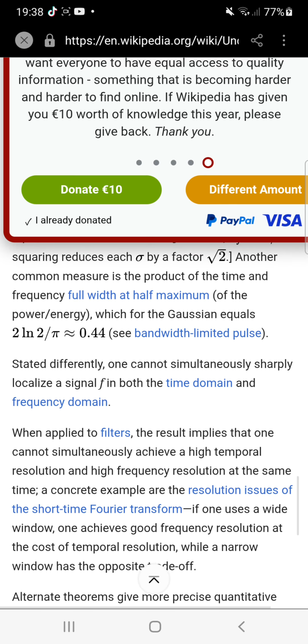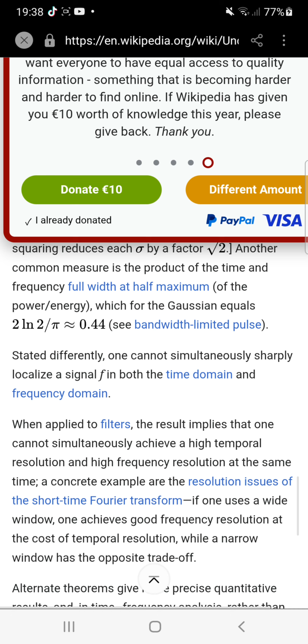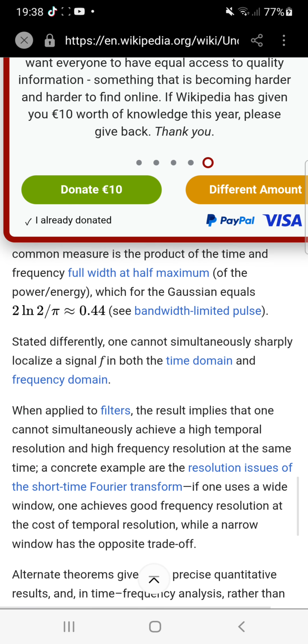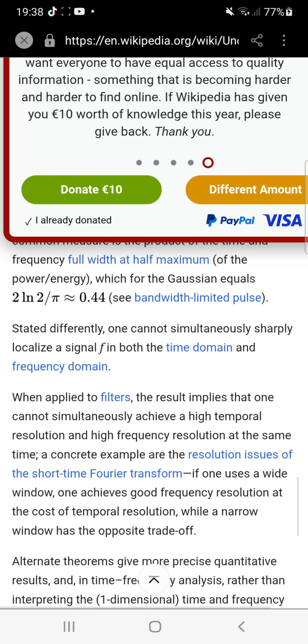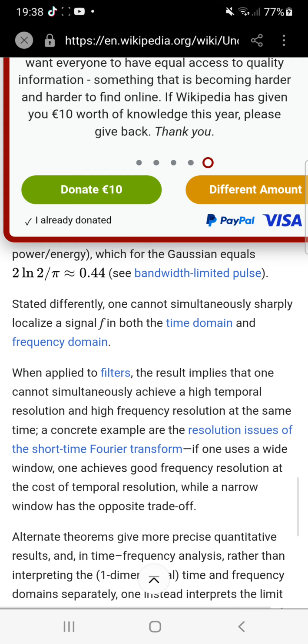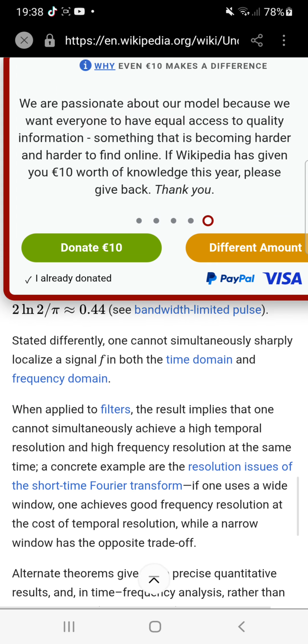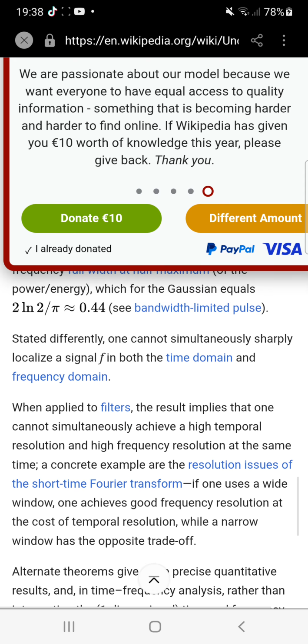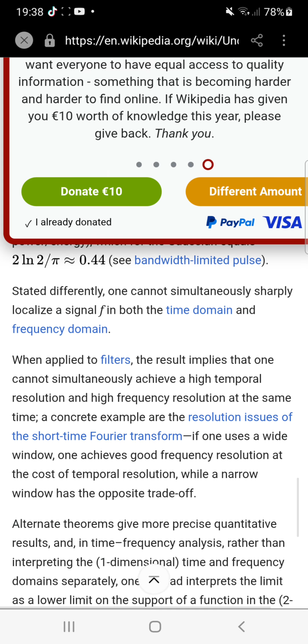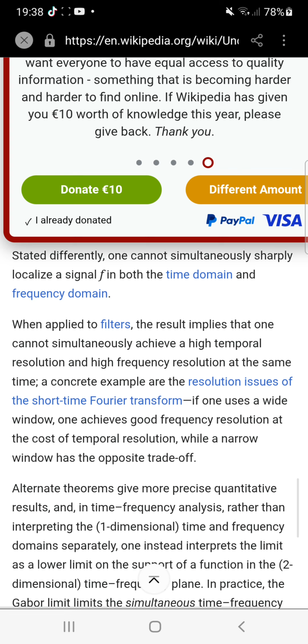Squaring reduces each sigma by a factor of √2. Another common measure is the product of the time and frequency full width at half maximum of power divided by energy, which for the Gaussian equals 2 natural logarithm 2 divided by π, approximately 0.44. See bandwidth-limited pulse.